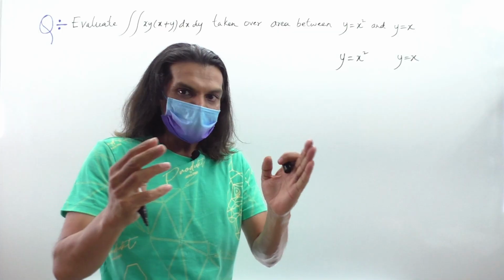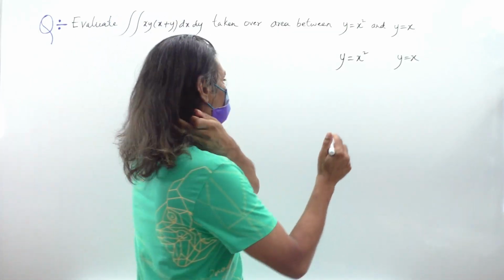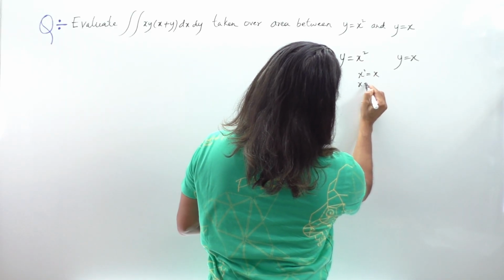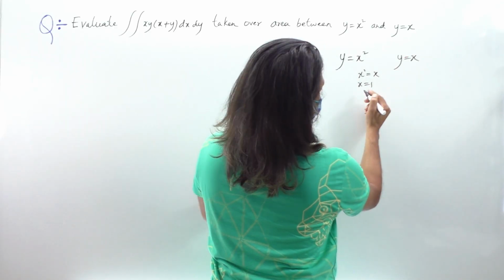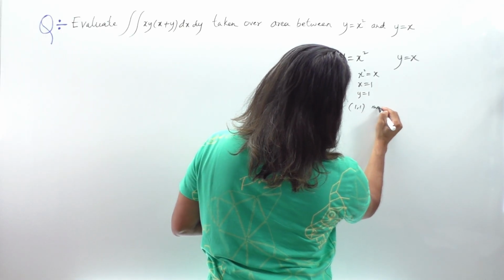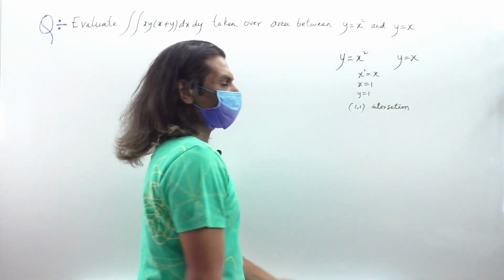So now what I told, play with both the equations to find the point of intersection first. Okay. So y both are same. We have x square is equal to x, so x is equal to 1. So y is equal to x, so y is also equal to 1. So the point of intersection is 1 comma 1. That is the point of intersection. So one work is over.